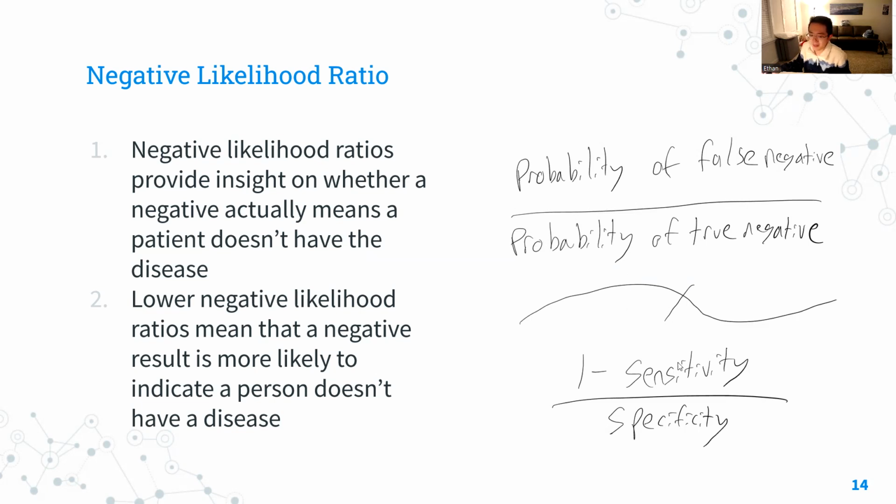And how do we get that mathematically? It goes back to the same 1 minus idea. Given that we know, if we want to find the probability of true negative, how do we find that? That's essentially what specificity is. And if you want the probability of false negative, it's 1 minus sensitivity, because sensitivity gives you true positives.